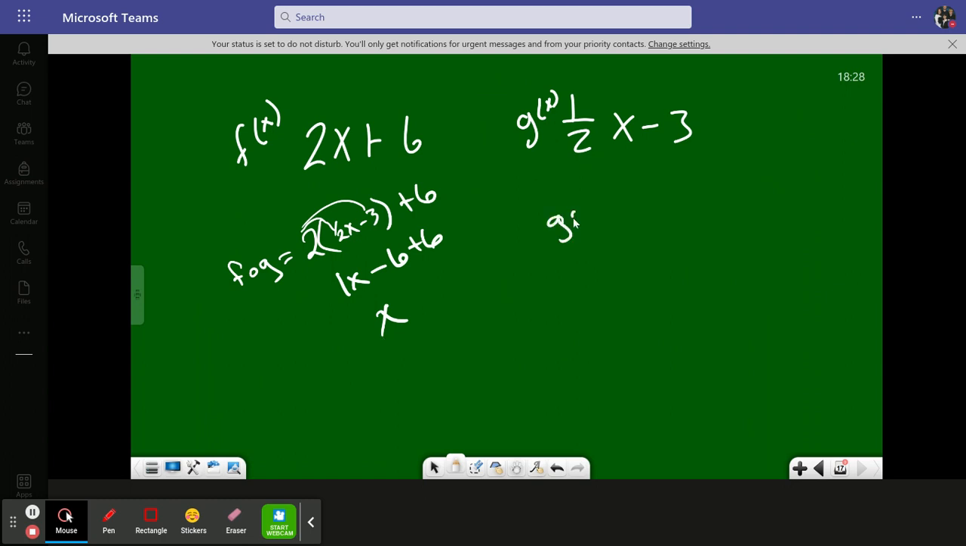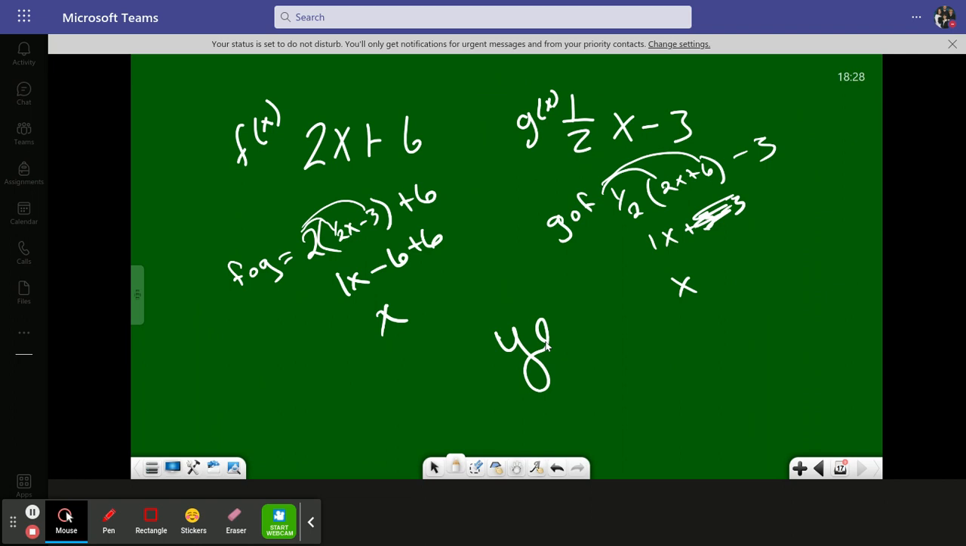G of f. 1/2 of f of x minus 3. So since f is on the inside, I got to put f of x inside of g of x. 2x plus 6. Distribute that half. Half of 2 is 1x plus 3 minus 3. Those are gone, and I get left with x. So again, my answer is yes, right?